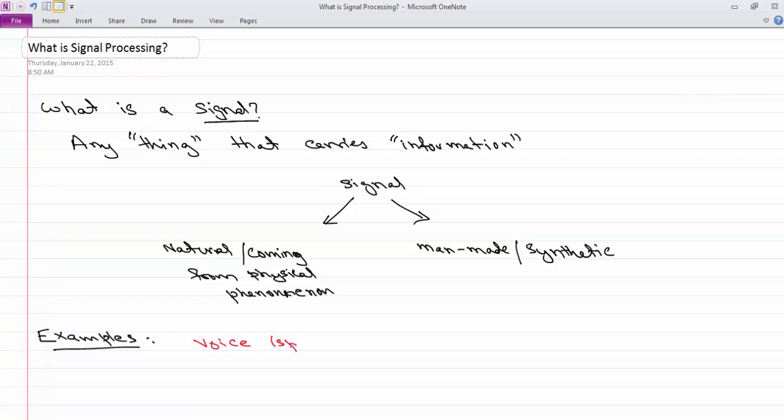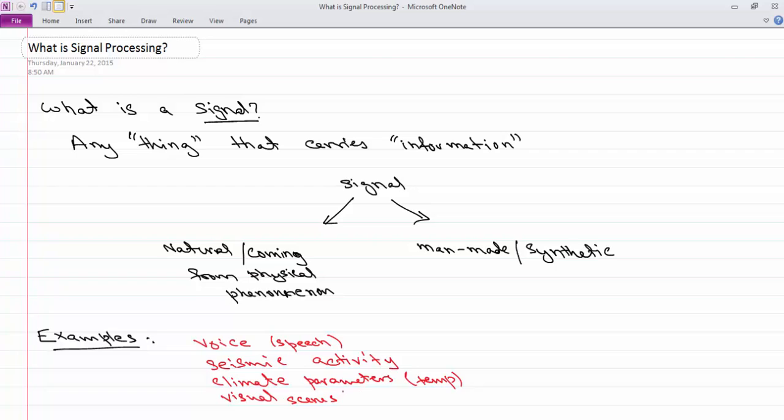So voice or speech, and the seismic activity that was mentioned in class. We have climate parameters like temperature, pressure, again mentioned in class. We have what we are looking at, the visual scenes. I'm looking at you guys. It's a 3D signal. And countless other examples that you can work out.